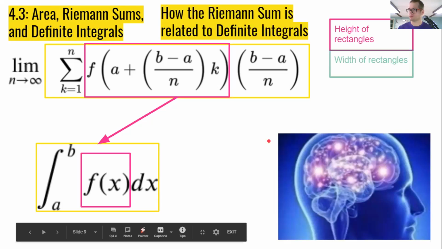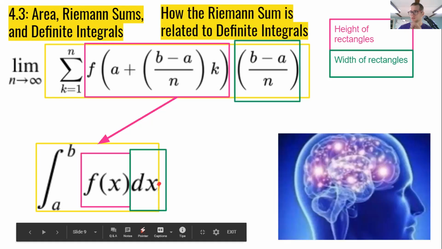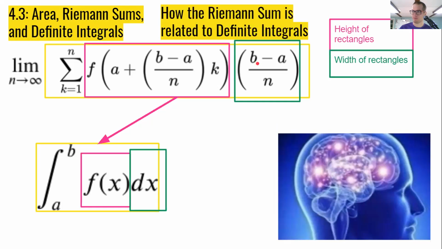What about the width of the rectangles? Right here and right here. Again, B and A, I will talk more about that, but that's the width of the interval that we're dealing with. And N was how many rectangles we were dealing with.